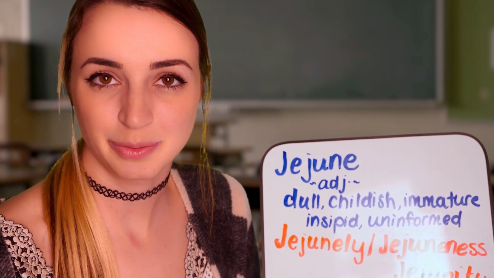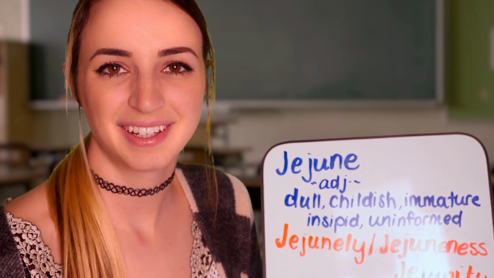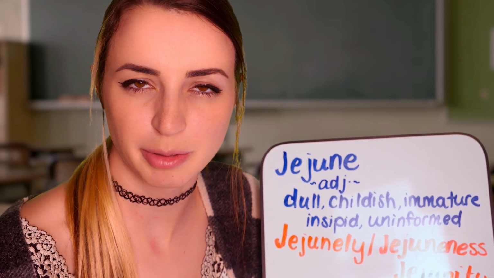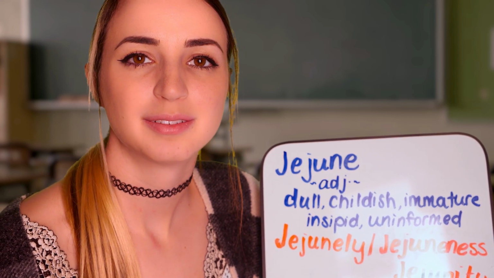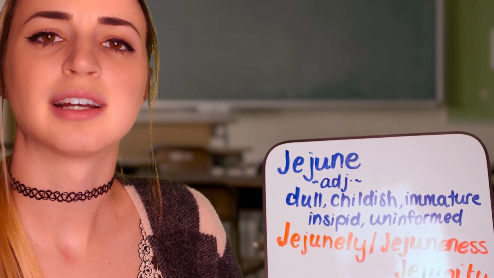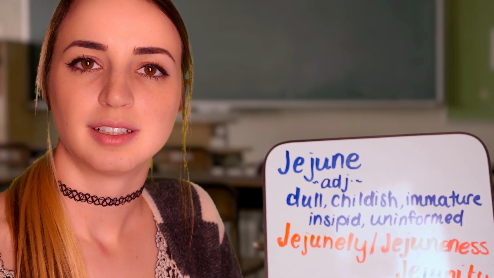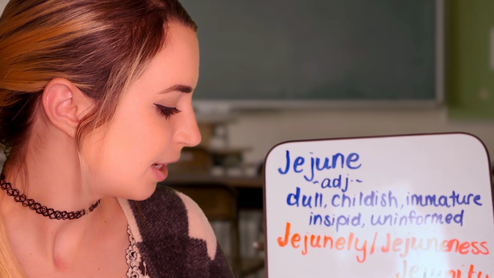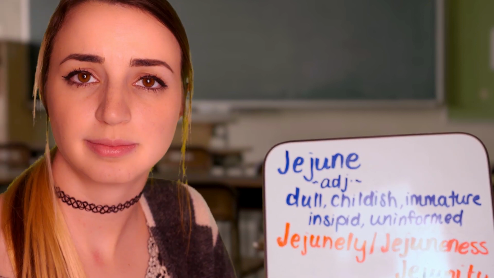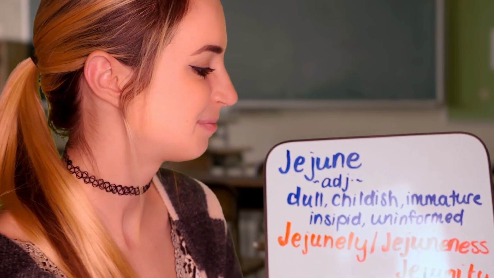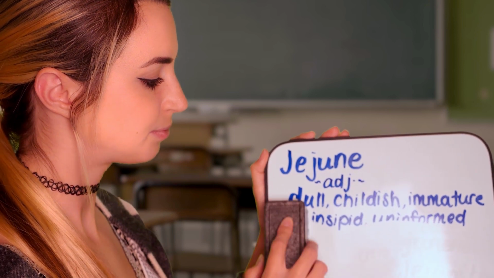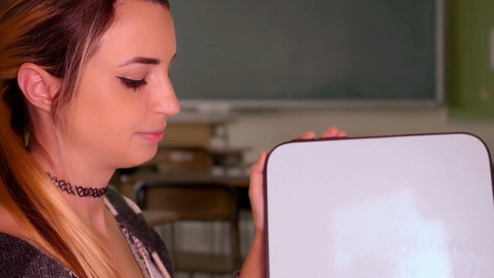Your jejune behavior won't gain you any responsibilities. It's a good one. And in that context, I feel like you would mostly mean childish or immature, because when somebody needs to gain responsibilities, they should act mature. And yes, exactly. Perfect. So another antonym could be sophisticated or developed. Perfect. I think you got that one.